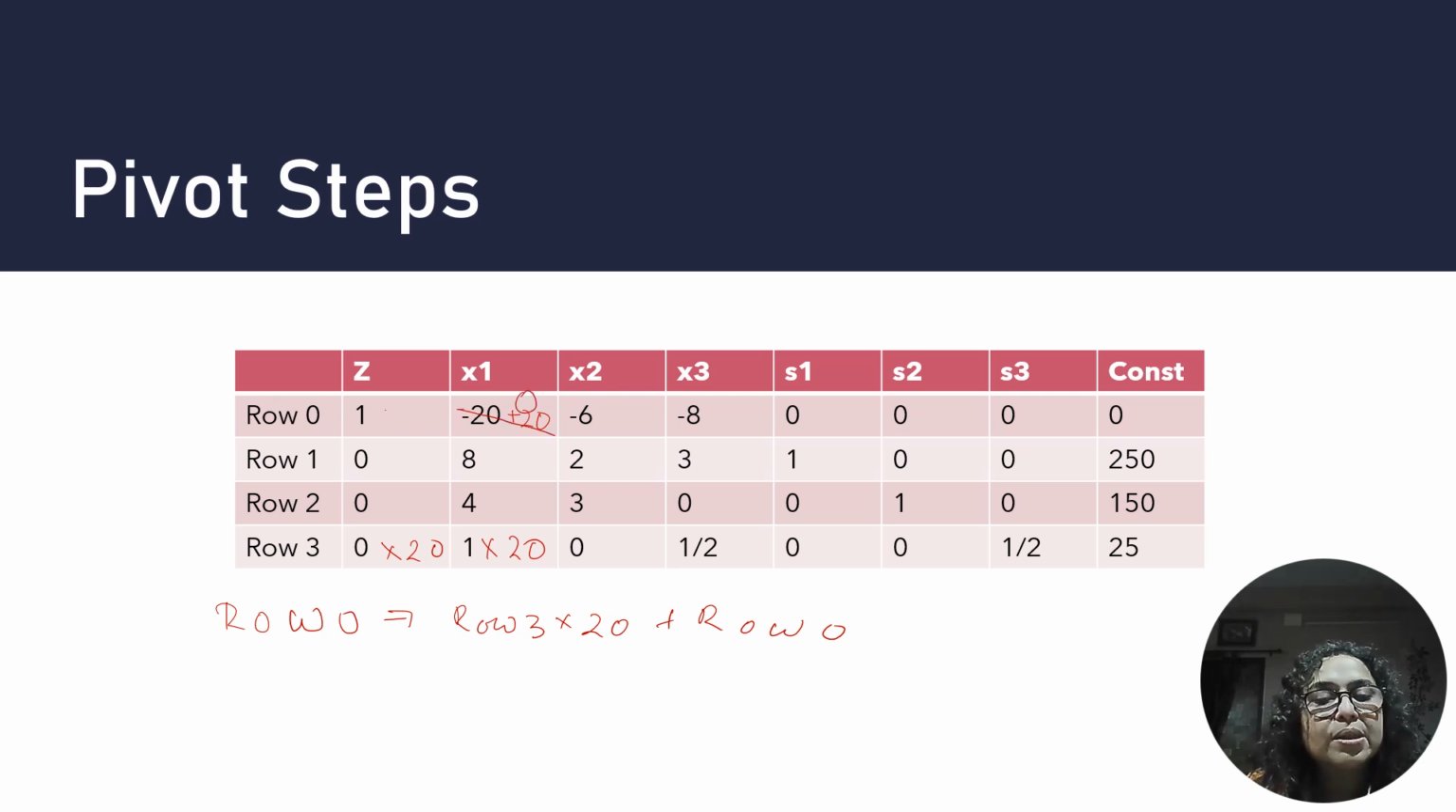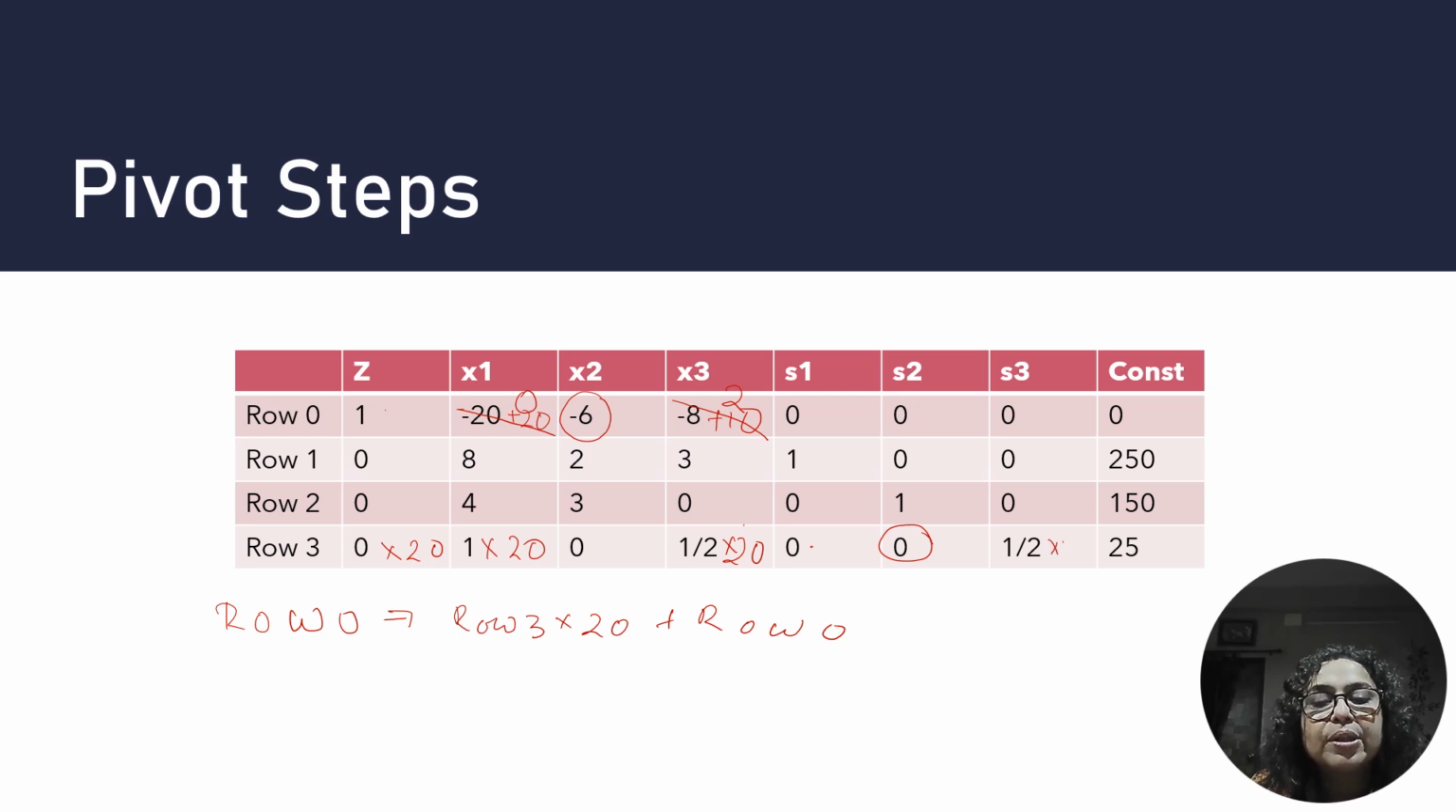So this becomes 0. Since this is 0, there is no change over here, this remains the same, right? Again, I multiply this with 20 and what I get is 10, right? So if I add this 10 over here, what I get is 2, right? And here also there is no change because this is 0.